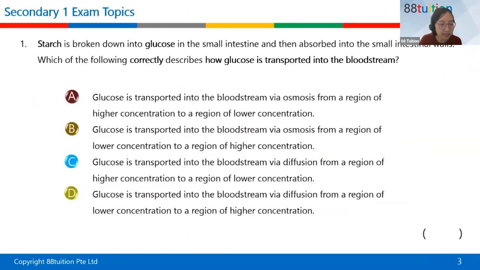Okay, let's start. Let's start with starch. Now, starch is broken down into glucose in the small intestine, and then absorbed into the walls of the small intestine. So which statement correctly describes how glucose is transported into the bloodstream? Over here, can everybody type your answer into the chat, please?